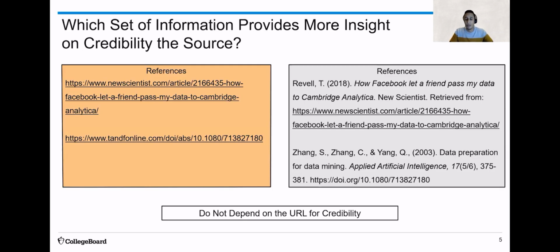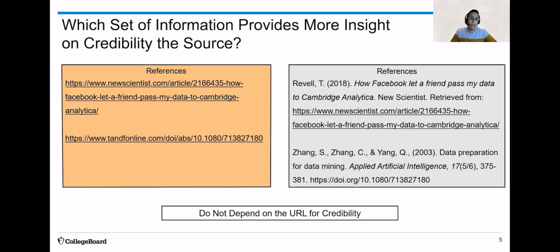Now, I want you to take a look at these two sample reference lists. And I want you to think which set of information provides more insight on the credibility of the source. Take a look at the one on the left in the orange box, which are a set of two hyperlinks, and the one on the right, which helps give us a little bit more information on what the source is actually about.